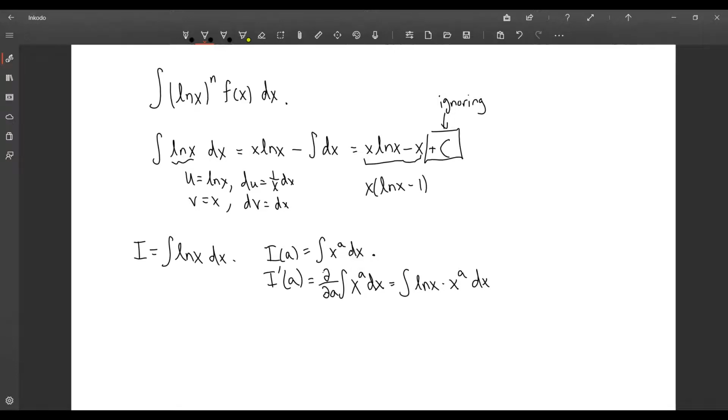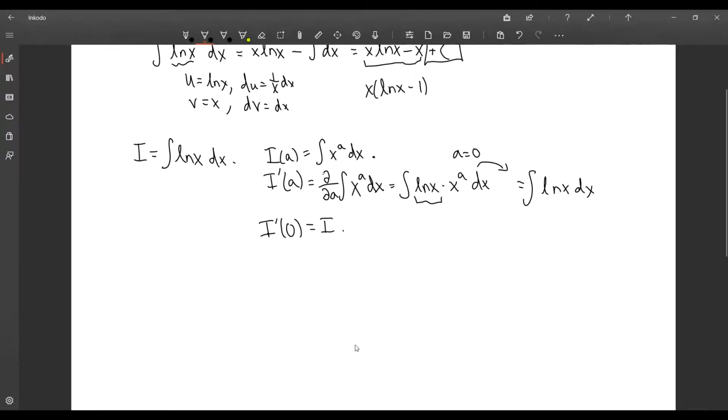It's an exponential function, and we multiply it by this extra factor, ln x. Think of it as taking the derivative of e to the x. You could say it's ln of e times e to the x, but that ln of e is just 1, so we ignore it. So we see this extra ln of x term popping up. Now if we set a equal to 0, x to the 0 becomes 1, so the integral becomes ln of x dx. So I prime of 0 is I.